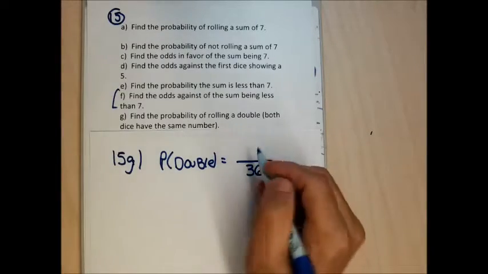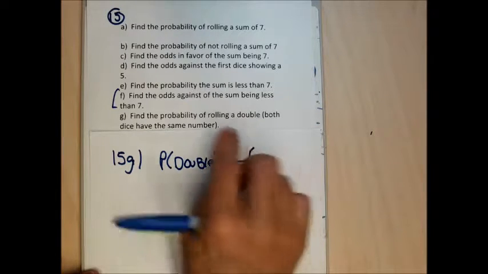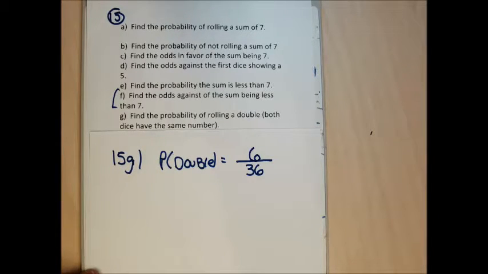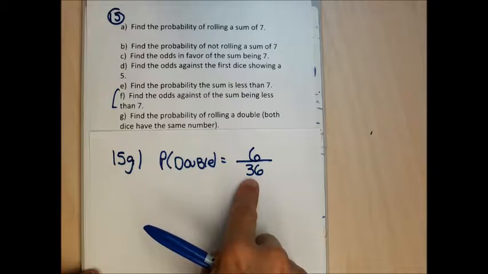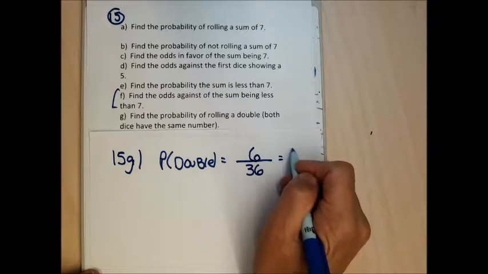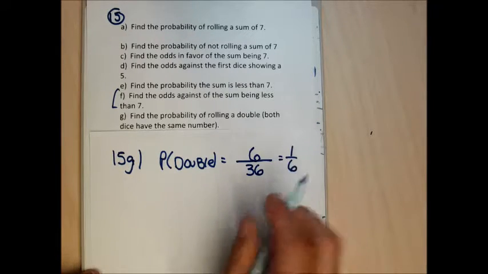There's 6 doubles that occur in the sample space. So the numerator of my fraction, when I'm trying to find the probability of rolling a double, is 6, because there's 6 doubles. The denominator is 36, because there's 36 elements in my sample space. And when I reduce that, I get 1 over 6.